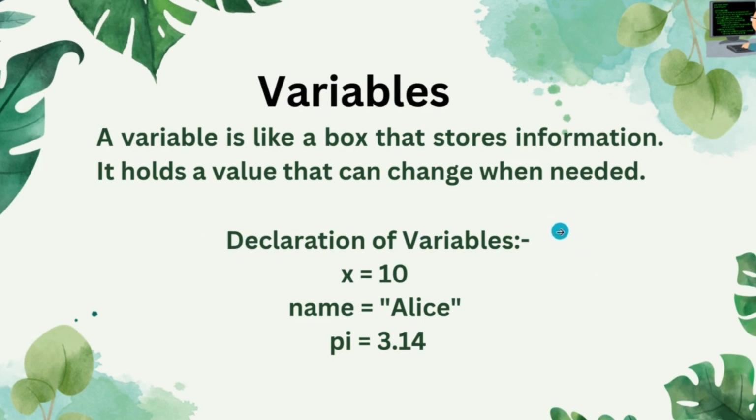So how can we declare a variable? There are three ways: x = 10, name = "Alice", and pi = 3.14.